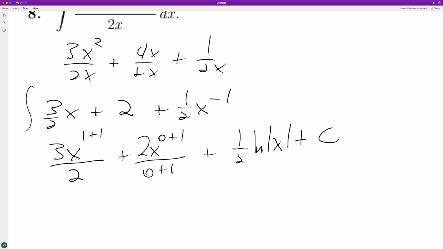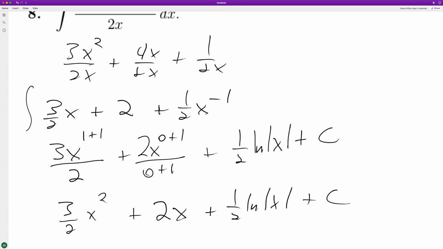So what we have here is 3 halves x squared plus 2x plus 1 half natural log of absolute value of x plus c. And that's it.